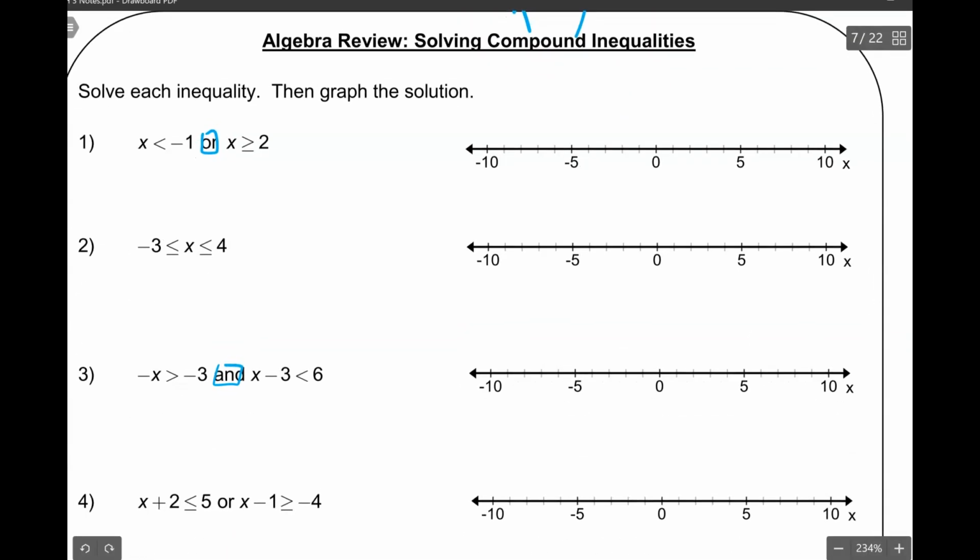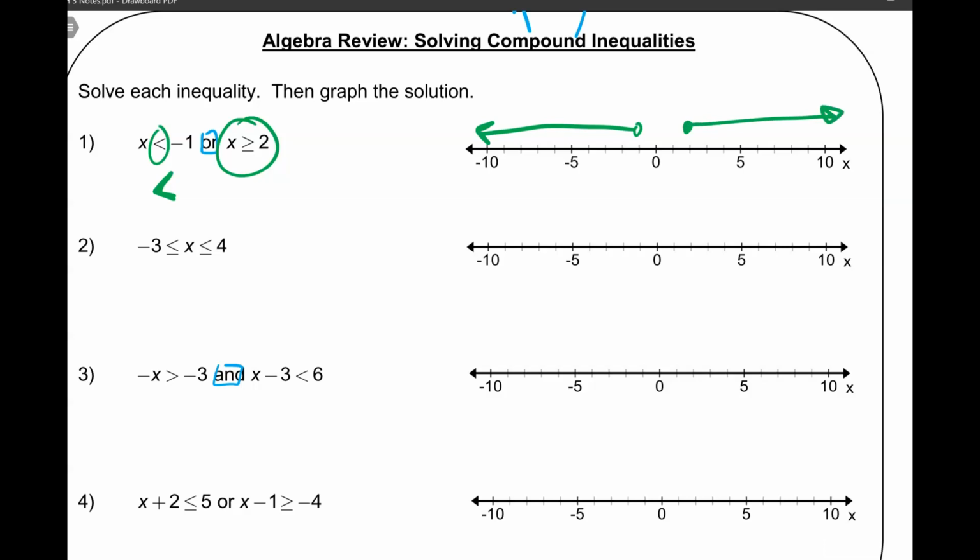Okay, so let's just do the review. So x is less than -1, so I have -1, I have an open circle because it's just a less than, and the arrow is going to the left because it matches the inequality as long as the variable's on the left side. Or x is greater than 2, so I have a closed circle at 2, and then the arrow goes this direction. So I have an or. Only one has to be true, so this is the solution.